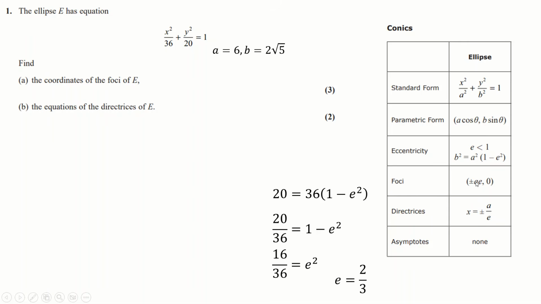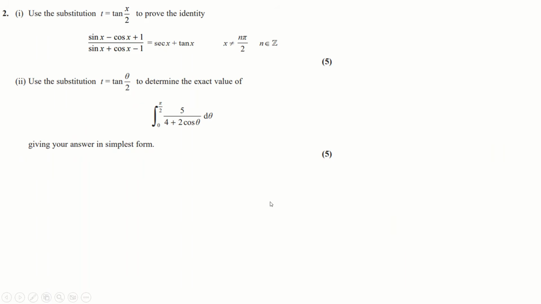And then we put that value into here with A is 6 again, and we just get plus or minus 4, 0. For the directrices, we have x equals plus minus a over e, so it's just 6 over 2/3, which I believe is plus or minus 9. And we get 5 very nice free marks.